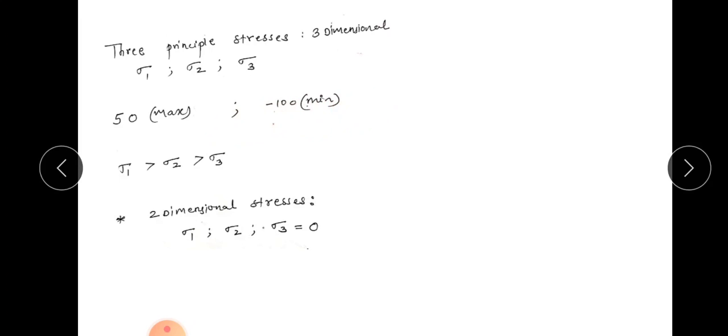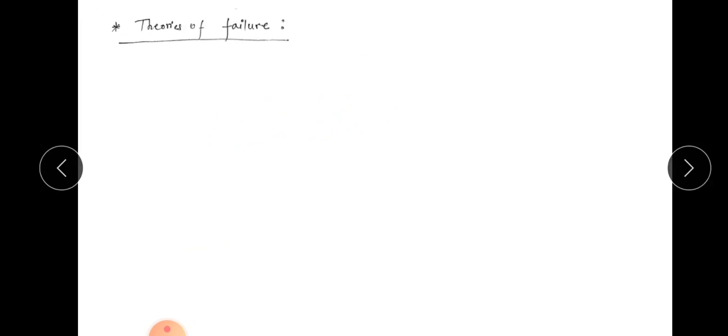The third principal stress sigma 3 is present, but its magnitude is 0. That is why for two-dimensional stresses sigma 3 is equal to 0, and we have only two stresses, sigma 1 and sigma 2. Now, to understand the theories of failure, I have already created a base and given you an introduction. Now let us understand the theories of failure.